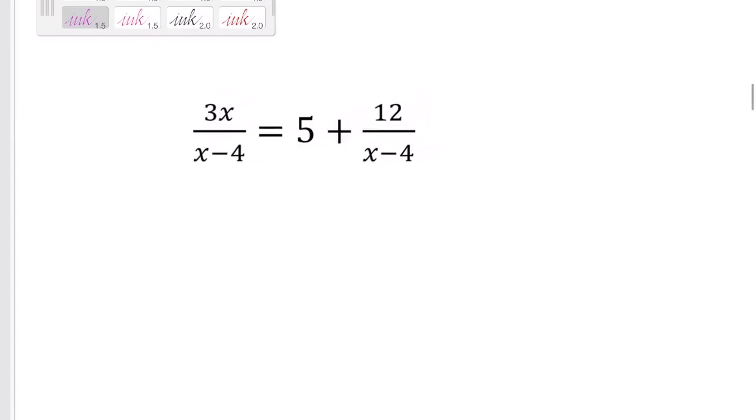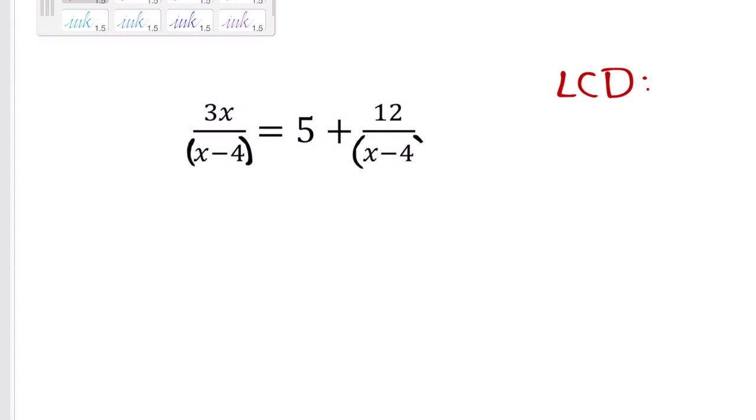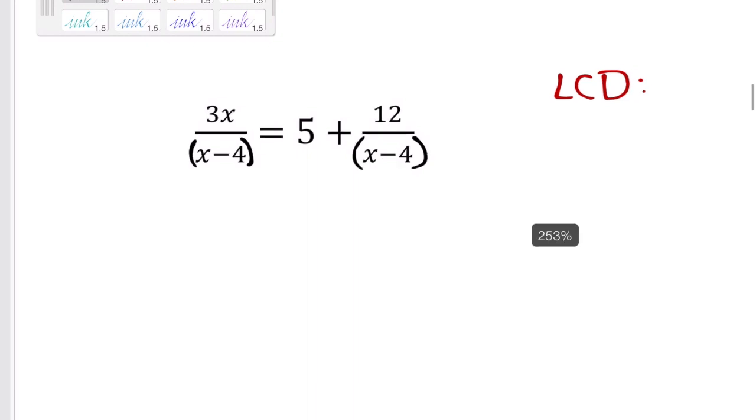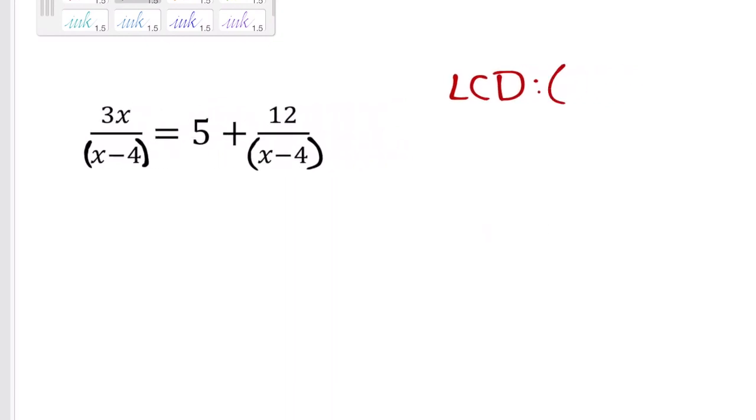So here for the first one, I'm still going to do the same, trying to find the LCD. It seems a little bit more complicated now because we have some variables. It's not just a number that we're trying to get rid of. When I do this, I like to put this denominator, because I have a binomial, as a factor in parentheses. So then I know this is like one entire thing that I'm trying to get rid of, not just multiplying by x, multiplying by a 4. I want to multiply by x minus 4 because it's the entire factor that I'm trying to get rid of.